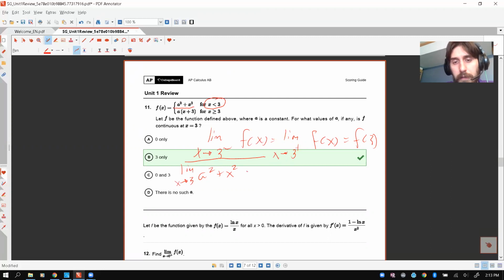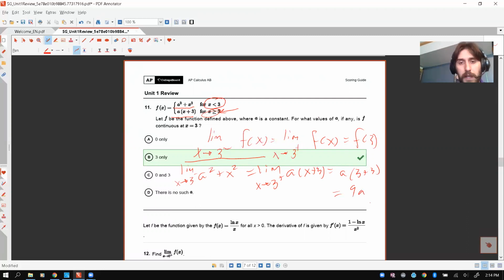For the right, we will use values greater than 3, which means we're going to do the limit as x approaches 3 from the right of ax plus 3. And then the value of x at 3 would use that same function. I'm not going to write it again. This is for x greater than or equal to 3. So I guess we can write it. That's going to be a times 3 plus 3, or 9a.